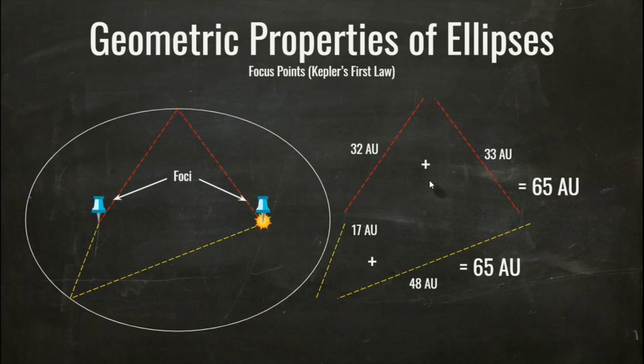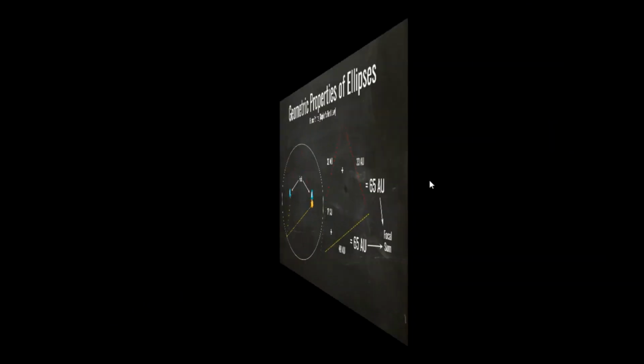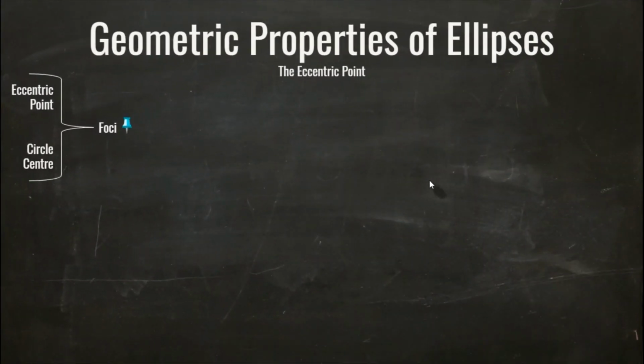And before we dive into the orbital mechanics, it will be very important to look at the sum from any given point to the 2 thumbtacks. Let's call the sum the focal sum of an ellipse. Now, the eccentric point and the circle center are 2 names for the foci. Now, I know what you're thinking. How does a circle center have anything to do with ellipses?